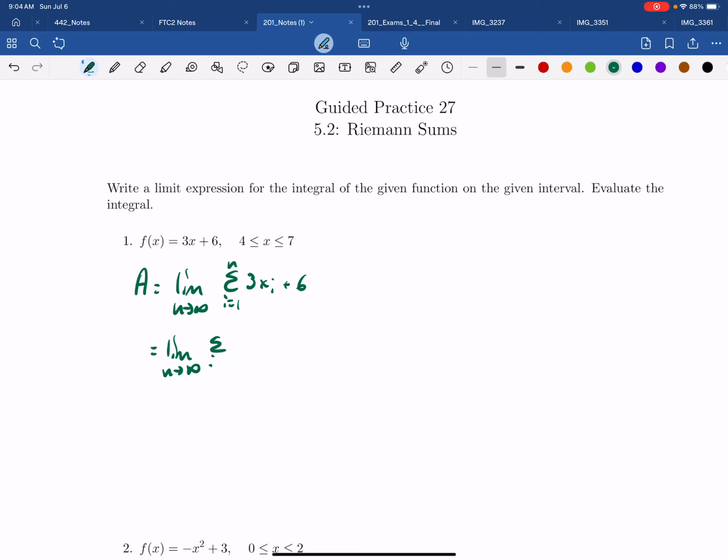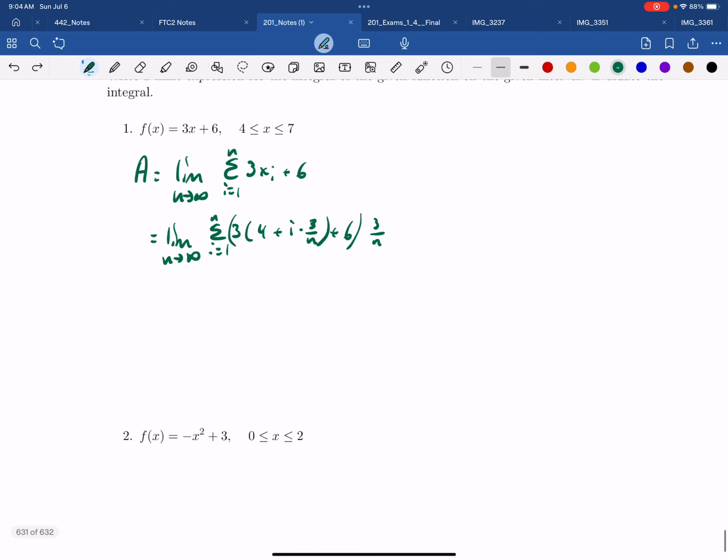of the sum from i equals 1 to n of 3 times 4 plus i times delta x, times delta x. How did I get delta x? Well, 7 minus 4 equals 3. And we're just going to multiply this out, FOIL it out, factor, etc., do all the stuff, okay?